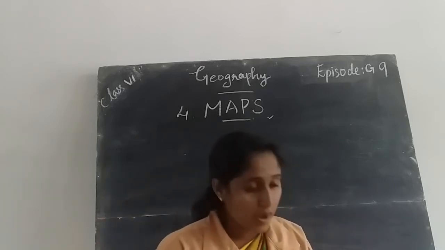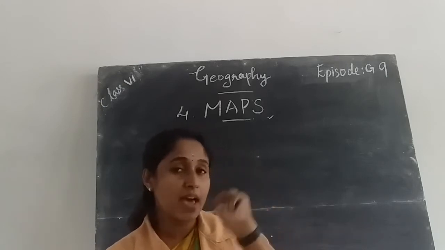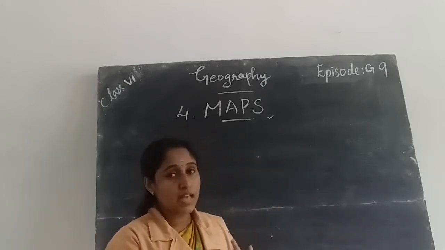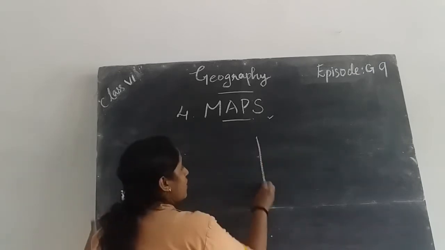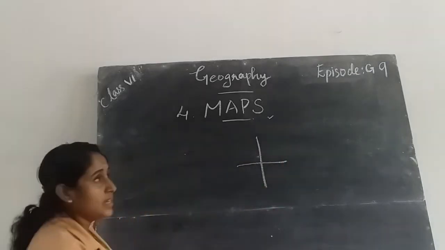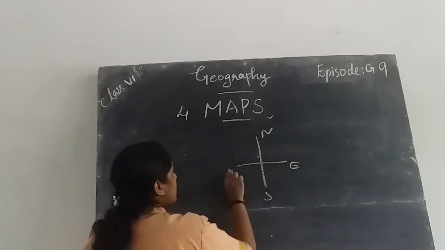The second one is directions. Which are the four main directions? That is north, south, east, west. In the previous class we already studied the directions north, south, east, west.